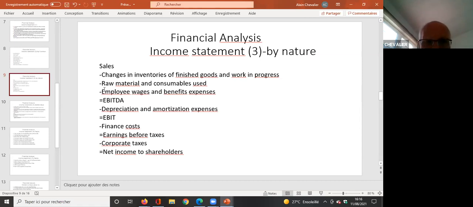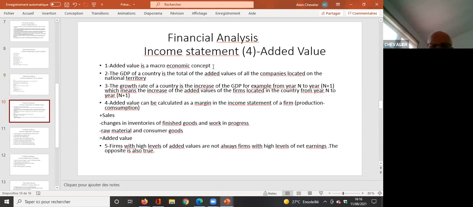So what is the interest to introduce the added value here? And why do we care, particularly in some countries, with the added value? I would say first, because when you get the added value, you know what is the value created by the firm and brought to the economy as a whole. Okay? It means, and this is point one here, added value is a macroeconomic concept.